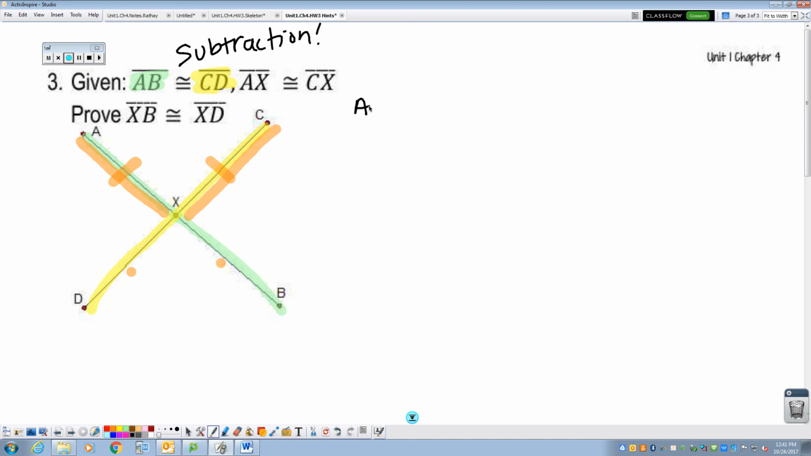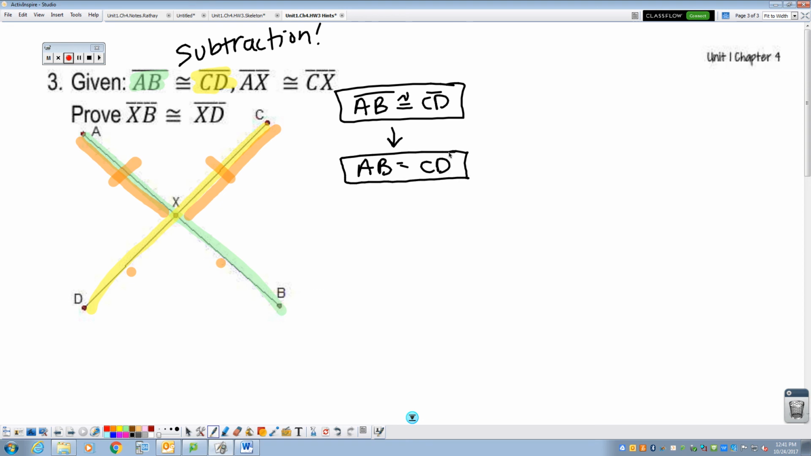So we are given that AB is congruent to CD. Before I can even deal with these things, I want them equal. And my reason is congruent segments are segments with equal measure. Now AB, what is AB? AB is AX plus XB. And because it's a subtraction proof, I know that that fact is relevant. So I'm going to put it in my proof. AB is AX plus XB.